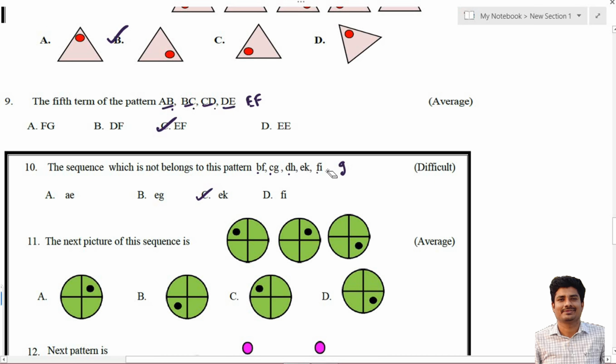Let us see one more time. B, C, D, E, F. It is correct. F, G, H, I should come, but he wrote K. Therefore, wrong answer. EK is the wrong answer.